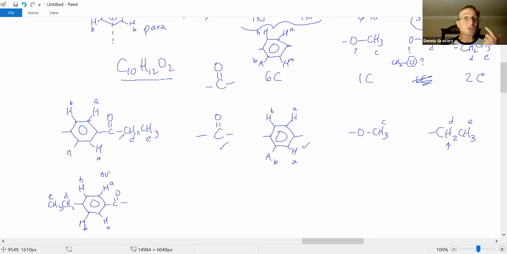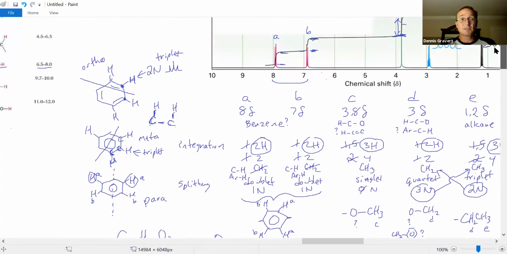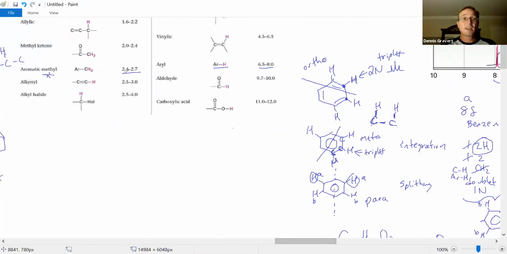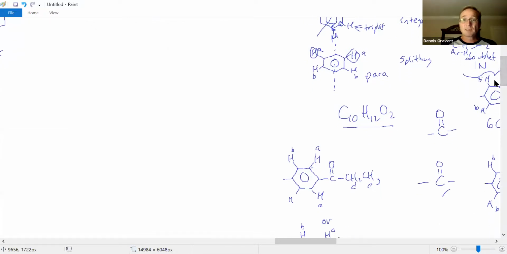And now let's see which one the correlation table suggests. If I decide to snap the ethyl group to the carbonyl group, that's like a methyl ketone. The correlation table suggests that hydrogens next door to a ketone should be between 2 and 2.4. So let's write that down. These should be 2 to 2.4 expected. That's what the correlation table is saying.